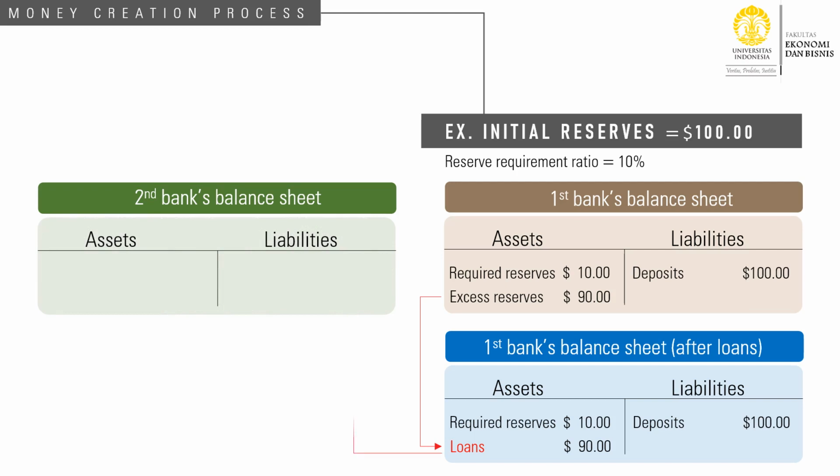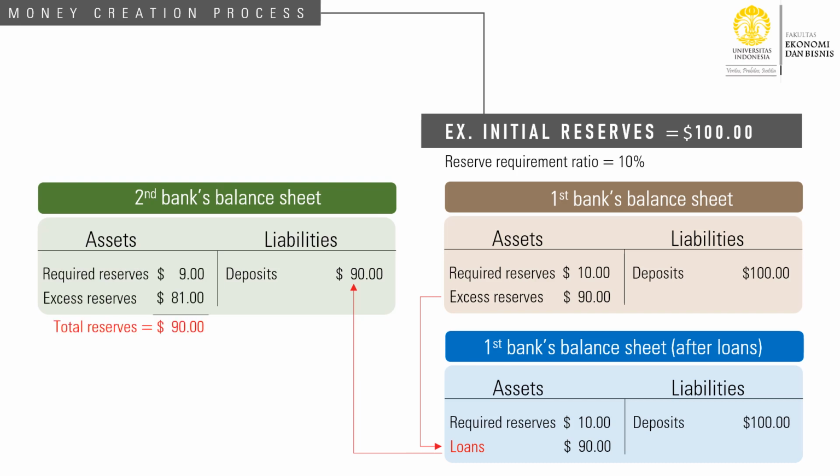Look, here is the $90 loan from the first bank deposited in the second bank. Then it adds to the second bank's reserve. 10% of it is the required reserve as in the first bank, and if no loan is made, the rest is the excess reserve. If we stop here, what is the money supply? Let's calculate the total deposits now.